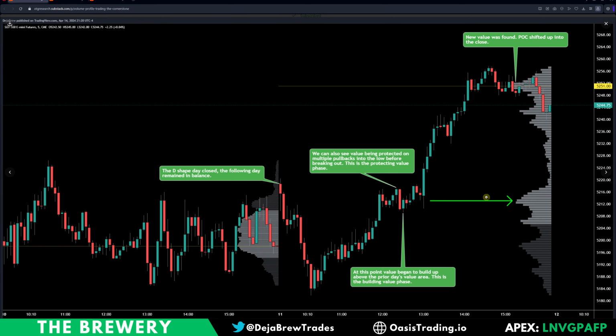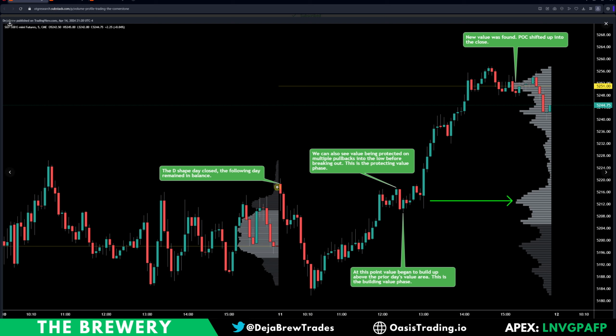Okay, moving on to a couple more examples here. So we can see how in this example, the previous day closed as a D-shaped profile, and the following day opened up and we continued to rotate inside that balance. So they were maintaining balance even after that profile has closed. So this is how you can use it in your future trading, not just in that same day.